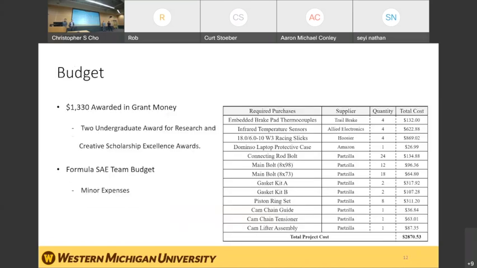Most of the instrumentation used in this project was provided by Eaton, but additionally we received 2 undergraduate research awards that provided funding for infrared temperature sensors, brake pad thermocouples, and a new set of racing tires for on-track testing. The rest of the budget was used from the Formula SAE team to purchase additional requirements.